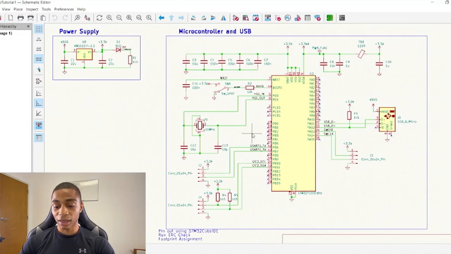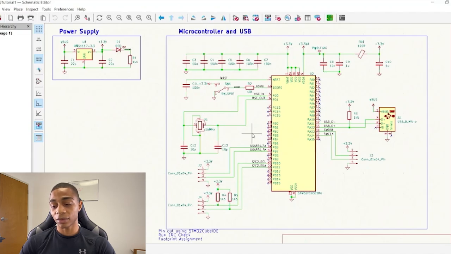So last but not least, we have our power supply, and our power supply is a linear regulator. And this power supply will take a higher voltage, that higher voltage being VBUS, coming in from our USB, which is 5 volts, and it'll change it to a lower voltage at VOUT, which is going to be 3.3 volts.